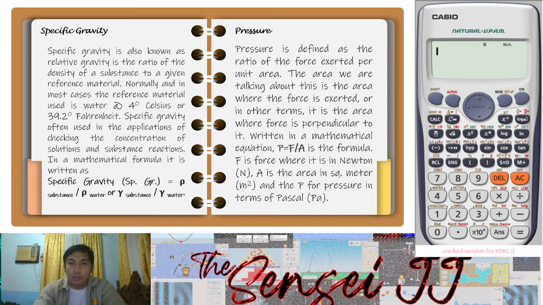When we talk about pressure, this is defined as the ratio of the force exerted per unit area. The area is the area where the force is exerted, and in other terms, the area where the force is perpendicular to it. Written as an equation, pressure P is equivalent to force over area, where F is force in newtons, A is area in square meters, and pressure is in Pascals, or Pa.